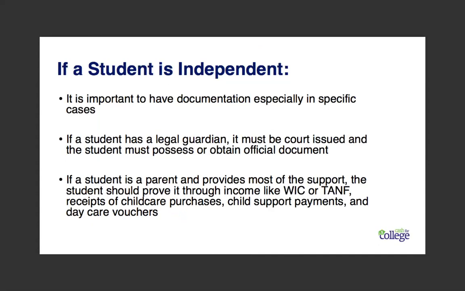If a student is independent, it's very important to have the documentation, especially in specific cases. If a student has a legal guardian, it must be court issued, and the student must possess or obtain official documents. And I see this a lot. Sometimes a student may live with an aunt or an uncle, but they don't actually have that official documentation. In those cases, you do still need the parental information. I know a lot of times kids will say, well, I don't talk to my mom, or we don't know who my mom is, or their dad, or vice versa.